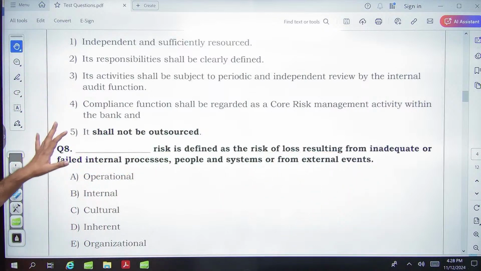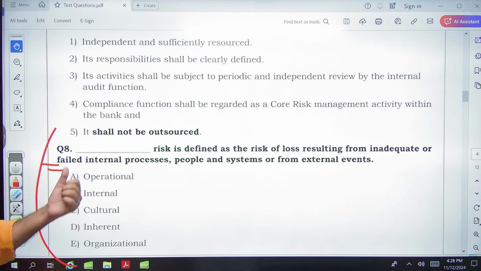Let's see, what do you think is the correct answer for question number 8? Which risk is defined as the risk of loss resulting from inadequate or failed internal processes, people and systems?